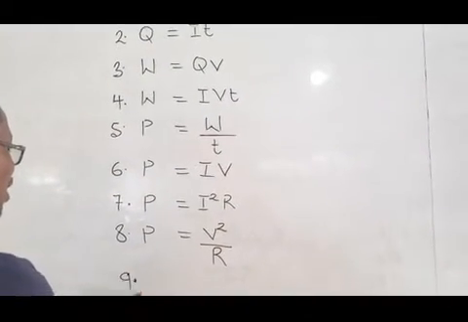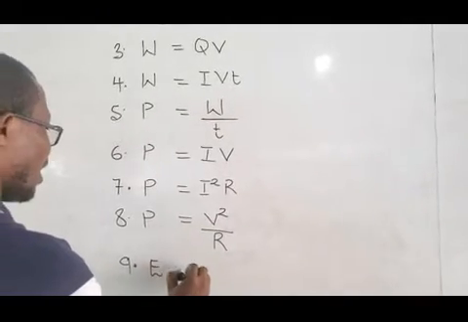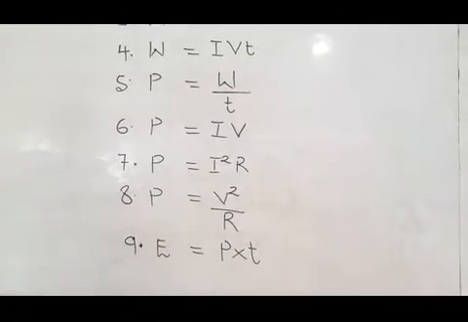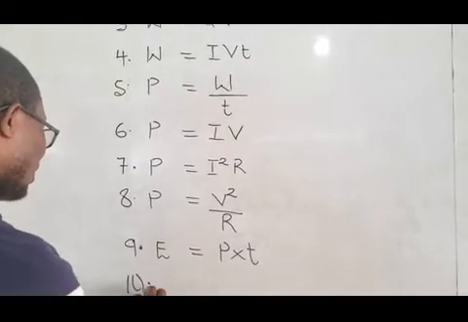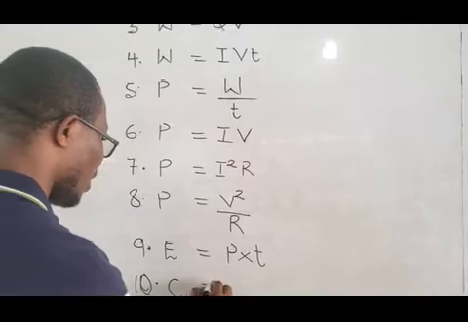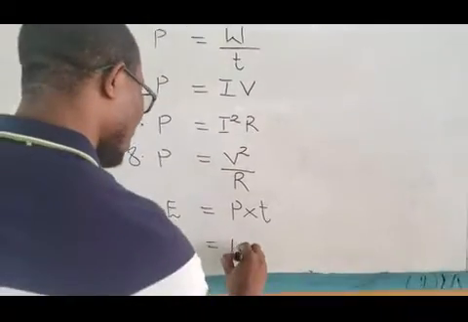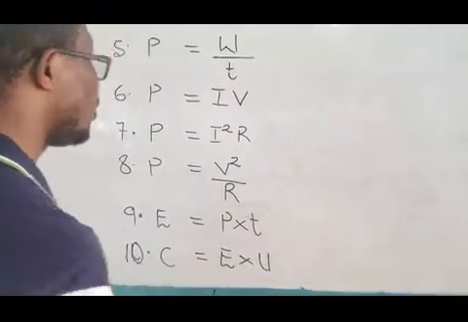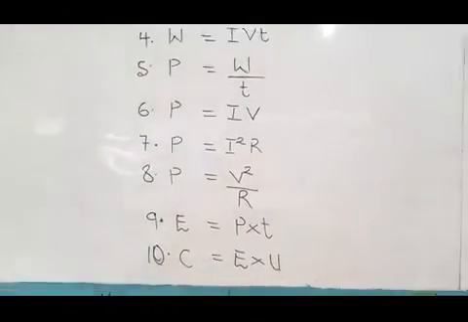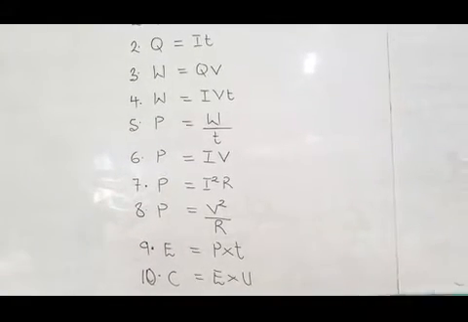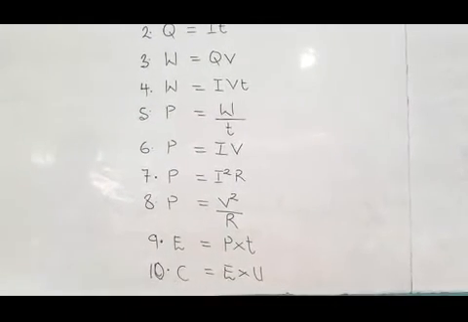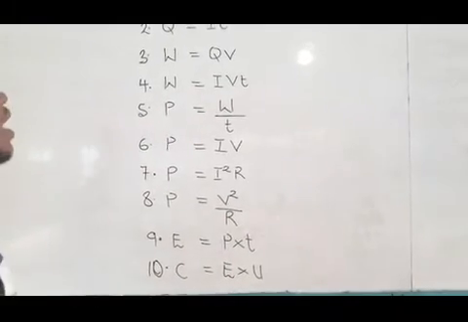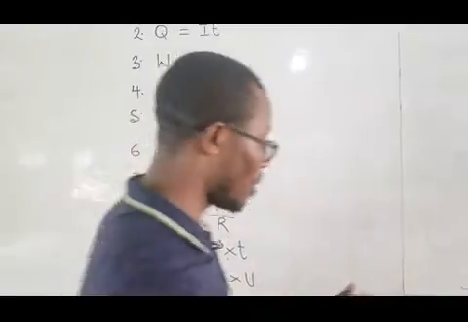And then we also said that electric energy is the power times time. And then we also talk about cost of electricity. I say cost of electricity is equal to the electric energy in kilowatt hour times the unit cost of electricity. So these are some of the equations we've come across under electric power and energy. So we're going to continue by looking at question two.